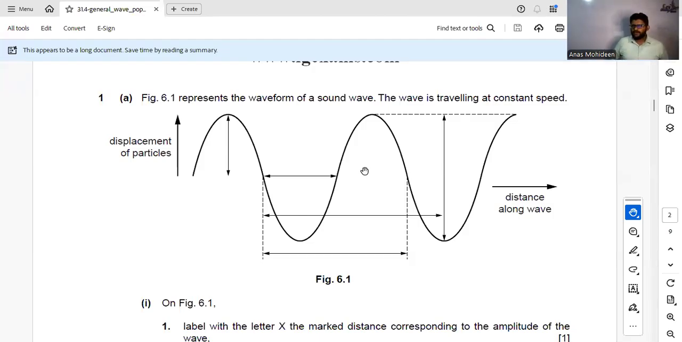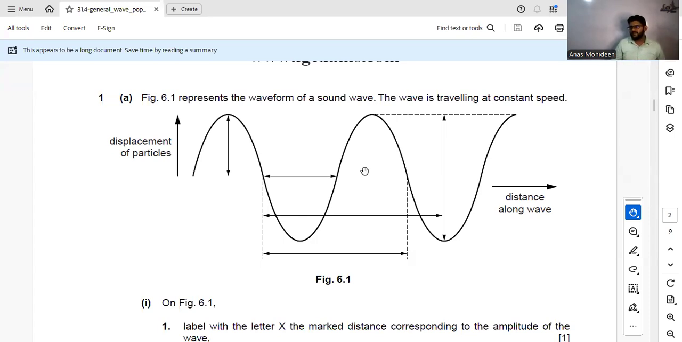So we have question 1 here. The figure represents the waveform of a sound wave. The wave is traveling at a constant speed. So it says that the wave is traveling at one speed, right? So speed is connected with two other factors in a formula. V equals f lambda, frequency times wavelength.